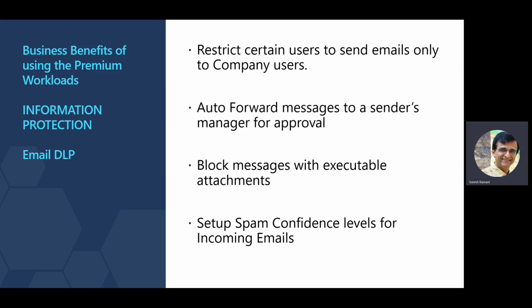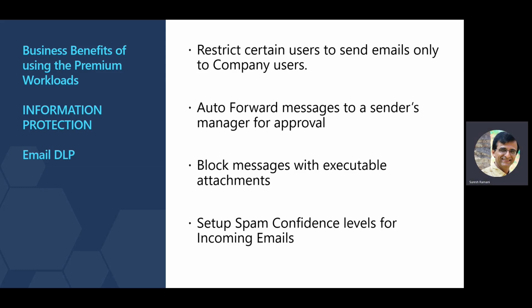Next is auto-forward messages to sender's manager for approval. In some cases, the manager may suspect a team member of information leakage, or it may be that the person is serving his notice period and therefore needs to be carefully watched. In such cases, one can set up a rule by which all mails being sent by the person silently go to the manager, who approves it, and then it goes out of the tenant.